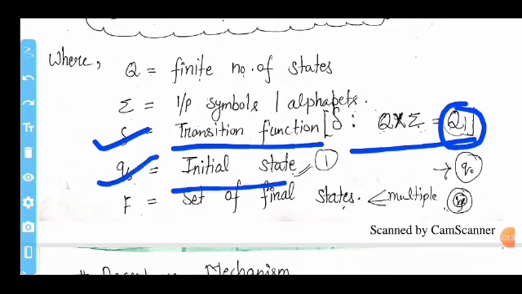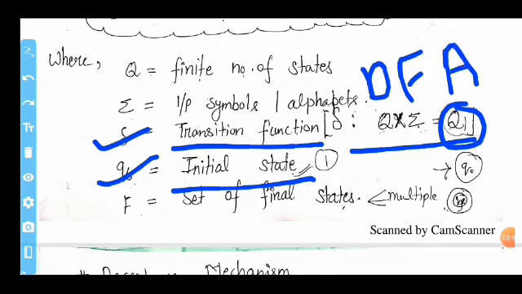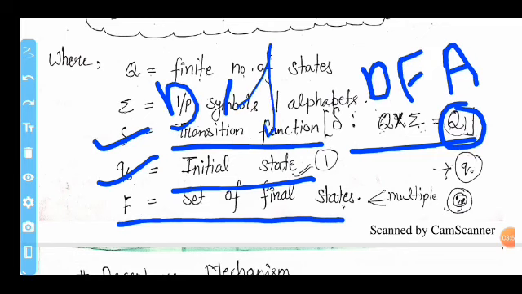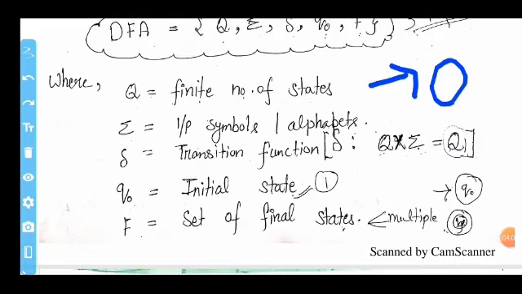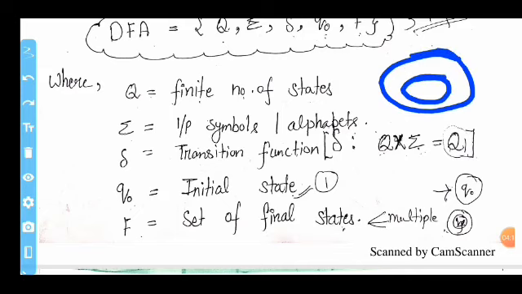Q0 represents your initial state. There must be only one initial state in the case of DFA. And the set of final states may be different or multiple. The initial state is represented by a single arrow with a single circle, and the final state is represented by a double circle.